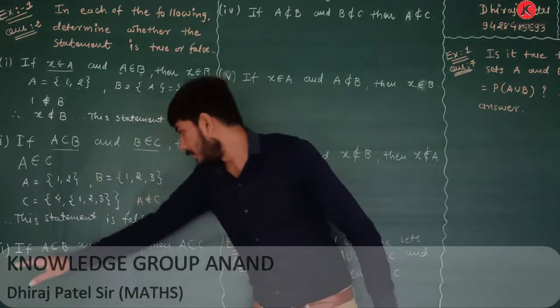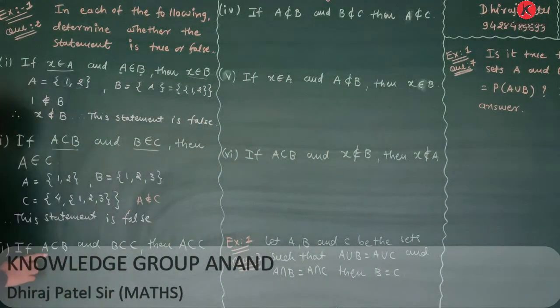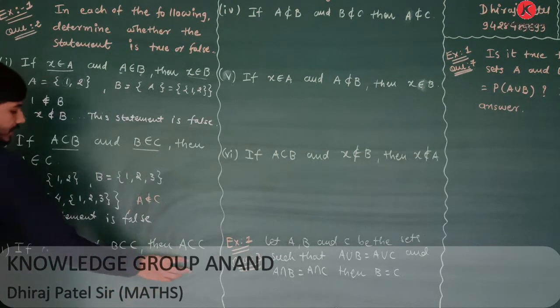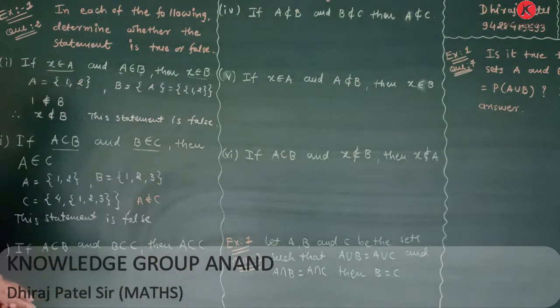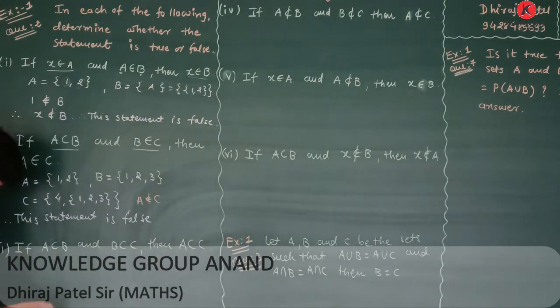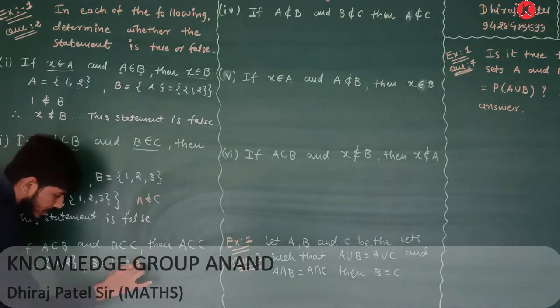Next one, if A subset B, all the elements of set A are in B, and B subset C, that means all the elements of set B are in C, then A subset C. Therefore all the elements of A are in set C. So I am taking an example for this also. Suppose set A equals {1, 2}, set B equals, we have to take these two elements in set B also, I am taking {1, 2, 3} here.